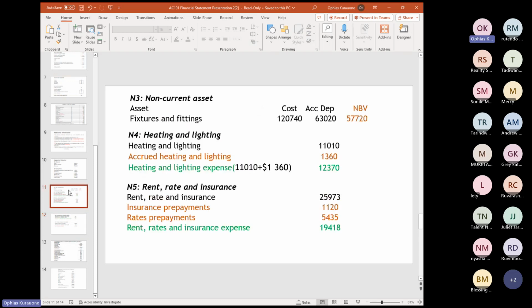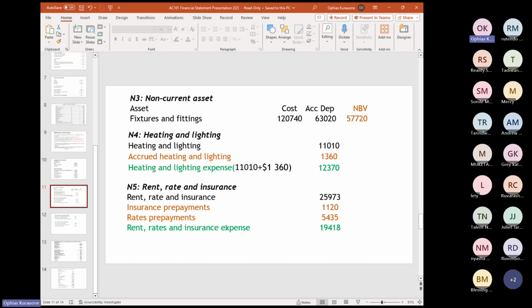That is where we are here to say 1120 minus 3435. Like here, accrual heating and lighting 1360, it gives you 12370. So this is marked as 0. They are what? They are deductions. Are we together?